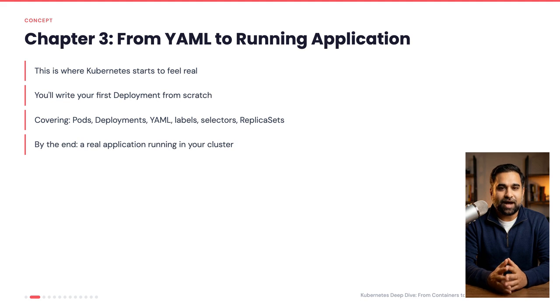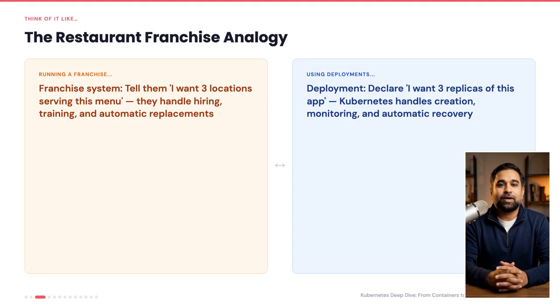Option 2, you buy into a franchise system. You tell the franchise, I want 3 locations serving this menu. The franchise handles the hiring, the training, and when an employee quits, they automatically find a replacement. All locations serve the same food, maintain the same standards, and you just declared what you wanted and the system maintains it. This is exactly the difference between creating pods directly versus using deployments in Kubernetes.